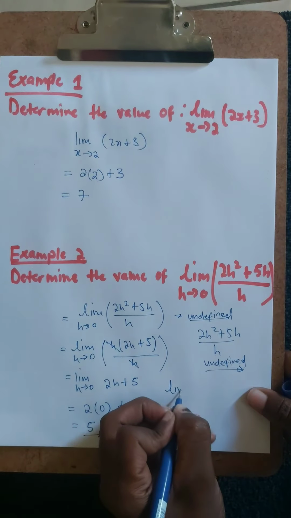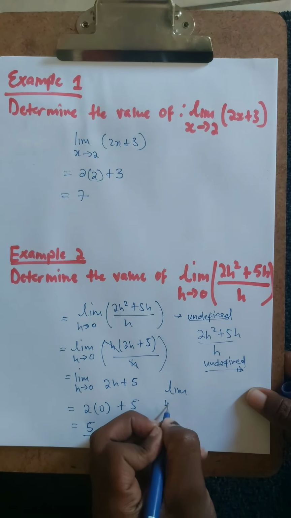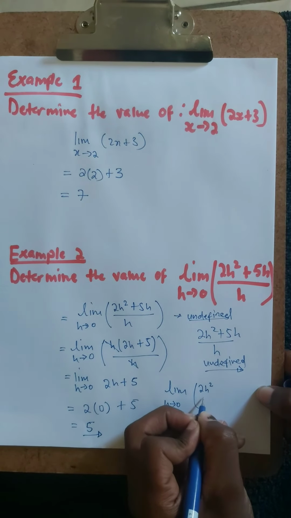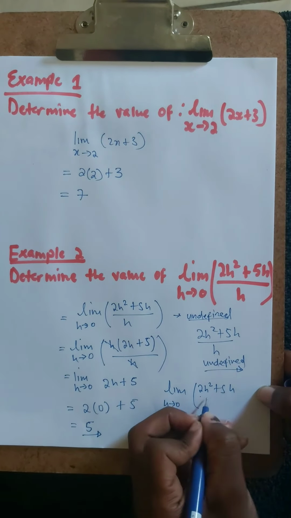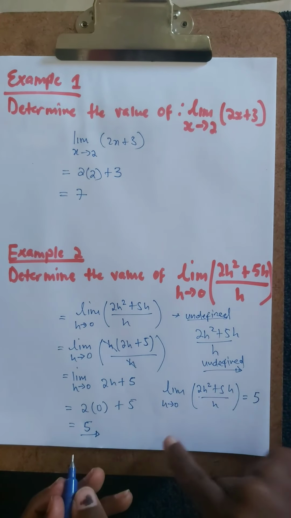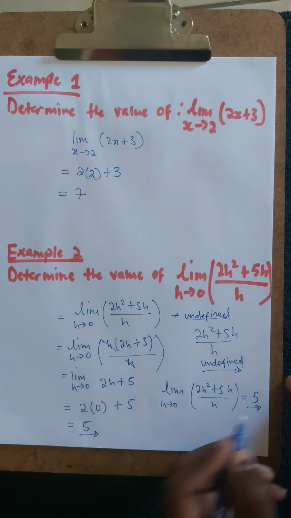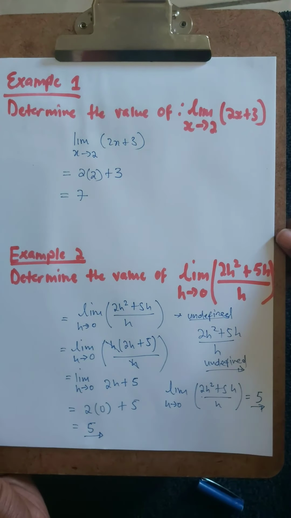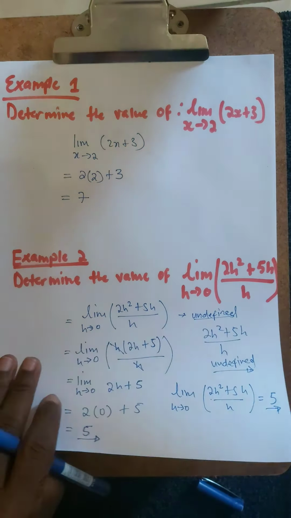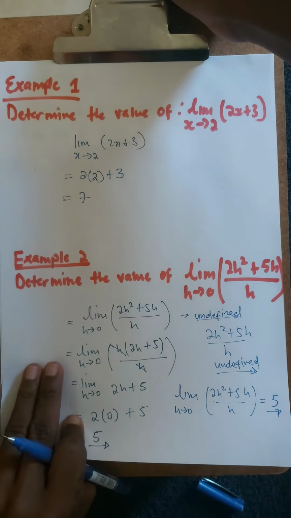So the limit when h approaches 0 of (2h squared plus 5h) divided by h equals how much? When h approaches 0, this expression approaches 5. That's how we do it.